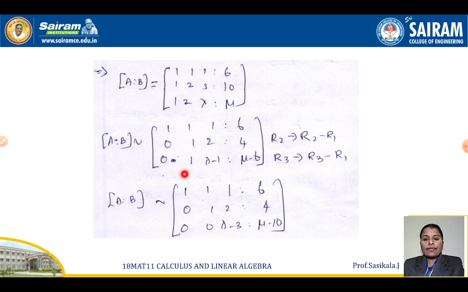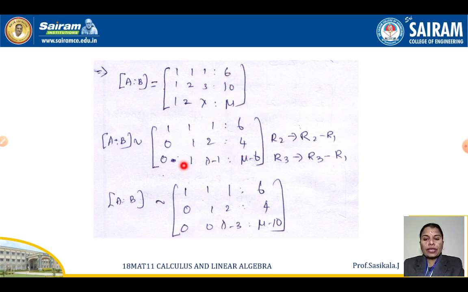Now, as usual, the first step is to convert the second row's first element and the third row's first element to 0 by using the first row. The first row stays as it is: 1, 1, 1, 6. For the second row, R2 becomes R2 minus R1: 1 minus 1 is 0, 2 minus 1 is 1, 3 minus 1 is 2, and 10 minus 6 is 4.